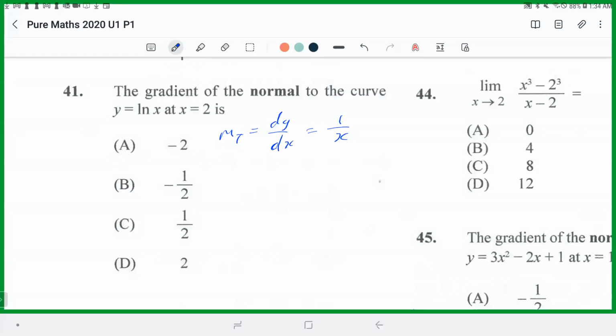You know? The gradient of the normal is what I want. It is minus 1 over the gradient of a tangent. Which then, if you flip this and change this, you're going to get minus x. So this is the function for the gradient of the normal. So x equals 2, the gradient of the normal becomes negative 2.